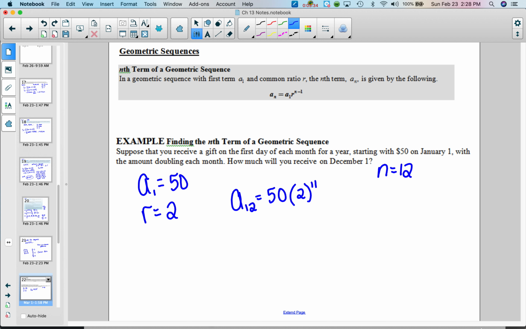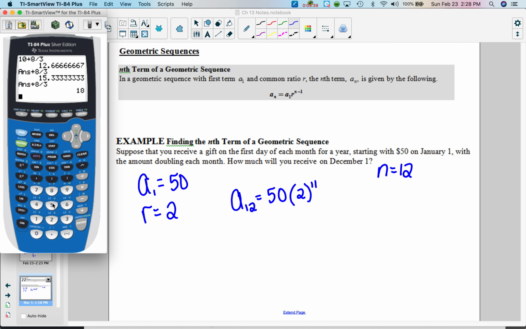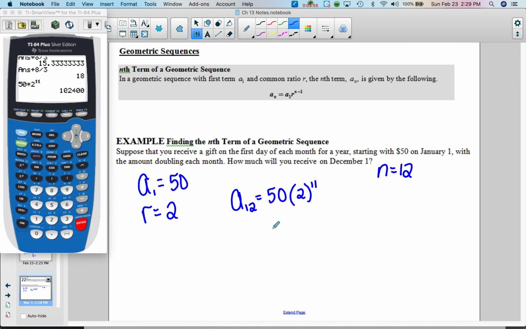And we can grab our calculator here, maybe. So if we take 50 times 2 to the 11th power, that kind of sounds nice. So how much will you receive on December 1st would be $102,400. If you remember, when you're doubling, it can get really big really fast.